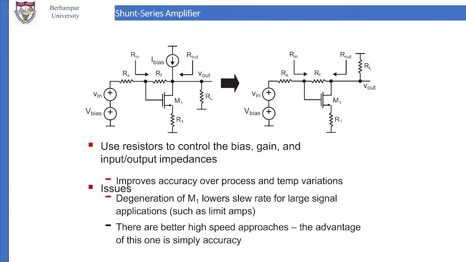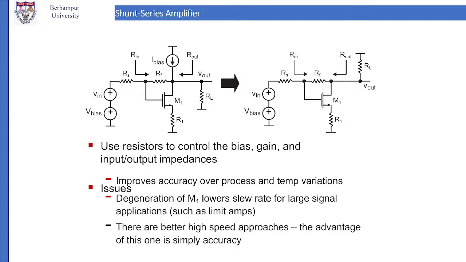Now what we have done here is we are using resistors RS and R1 to control the bias, the gain, and the input-output impedances. Everything is controlled by RS and R1. This will improve the accuracy over process, and with temperature variation, if you choose proper resistance values, then temperature variation will also not have that much effect.